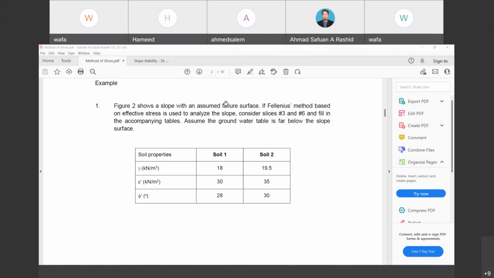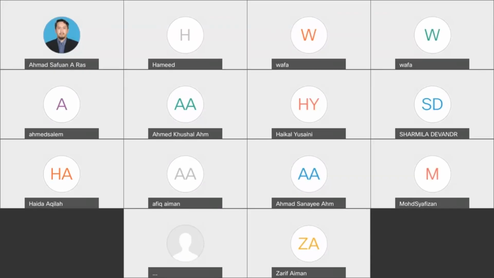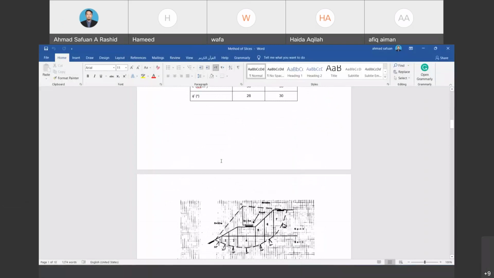Okay, I need to change to a Word version because I need to draw the procedure to determine the alpha and so on. So I stop first. So it is easy for me to draw.